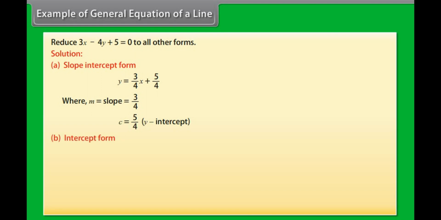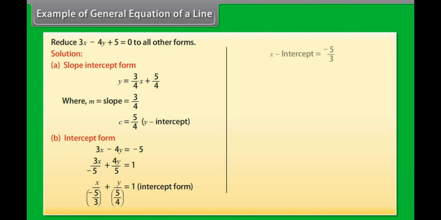Intercept form. 3x - 4y = -5. 3x/(-5) + 4y/5 = 1. x/(-5/3) + y/(5/4) = 1. Intercept form. X-intercept is equal to -5/3. Y-intercept is equal to 5/4.